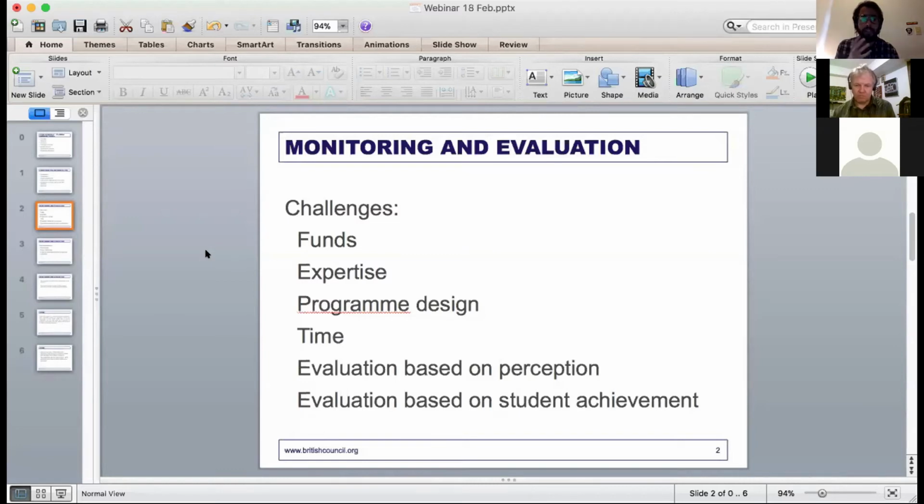So that expertise sometimes becomes a challenge in programs. In terms of program design, everything here is related. Actually, they overlap.